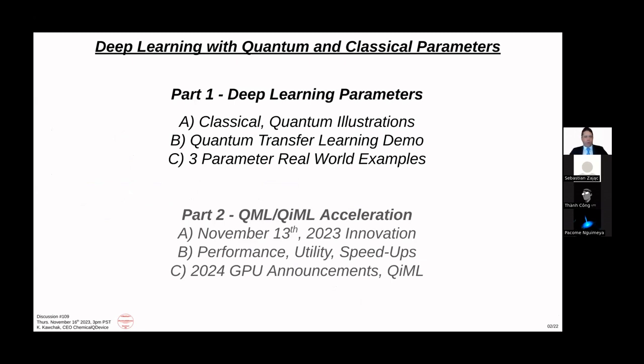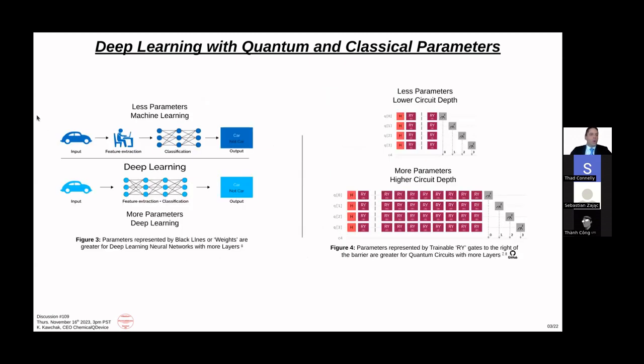So basically, there's going to be two parts with this. The first part is on deep learning parameters, and I'll cover some illustrations, a good demo, and some real world examples. Part two is that the field has been accelerated. As of Monday, there were 3 announcements with QML/QiML, in specific QiML, quantum inspired. I'll go over the differences between trying to get performance versus utility versus speed ups, and also some announcements as well.